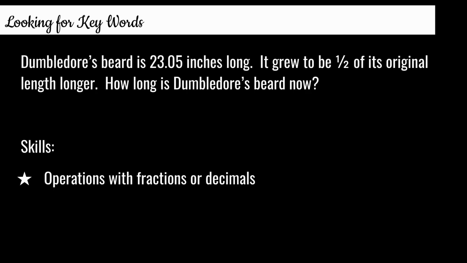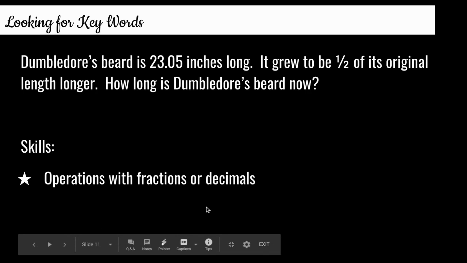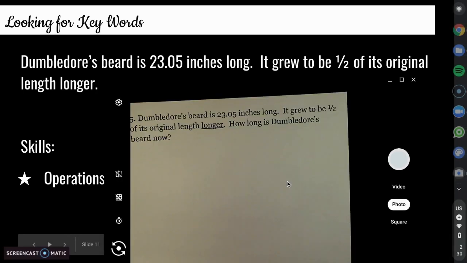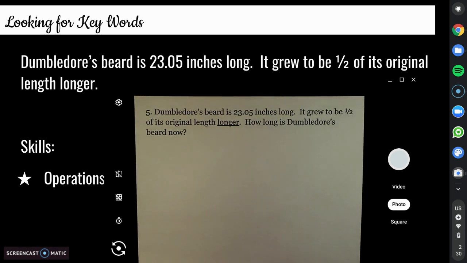Here's our next question. This is the last one with me on the capture sheet. The next ones you'll just be doing on your own. Okay, Dumbledore's beard is 23.05 inches long. It grew to be 1/2 of its original length longer. That's a little confusing, okay? So it was this long, and then half of its original length, it got that much longer, okay? How long is Dumbledore's beard now? This is a little confusing, okay?